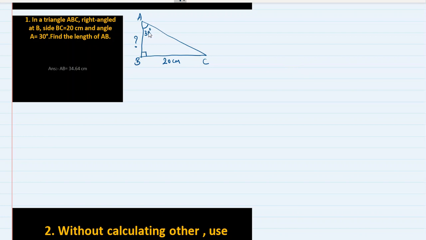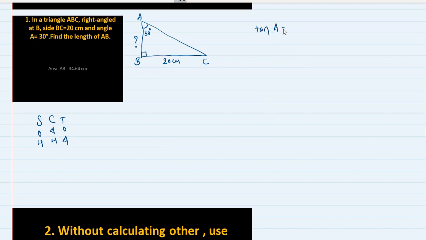Now with respect to angle A, if angle A is our angle of reference, what is BC and AB with respect to angle A? BC is the opposite side, AB is the adjacent side. So what is the ratio of opposite and adjacent? The ratio which we will use is SOHCAHTOA. So the ratio of opposite and adjacent which we will use is tan.